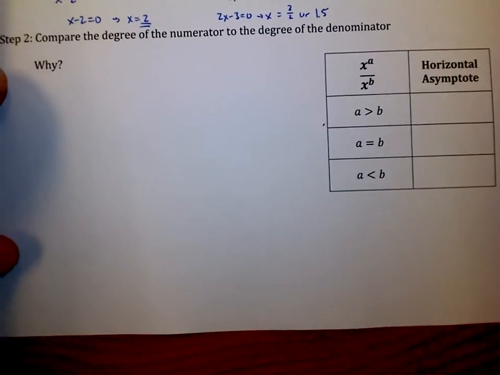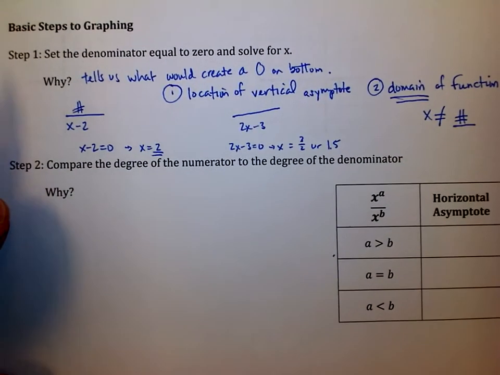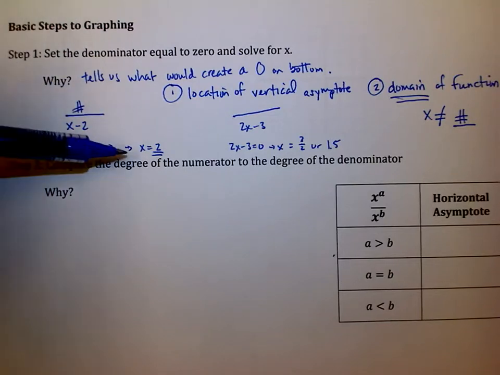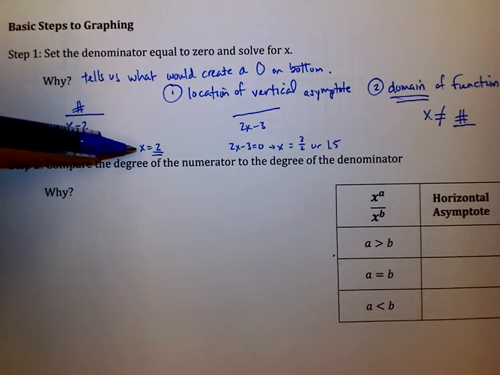Hi guys, in this video we're going to go on with graphing rational functions. The first step to graphing a rational function is to set the denominator equal to 0 and solve for x. And the reason we do that is because then I know, like in this case, that I'm going to have a vertical asymptote at x equals 2, and I know the domain is that x can't be 2.